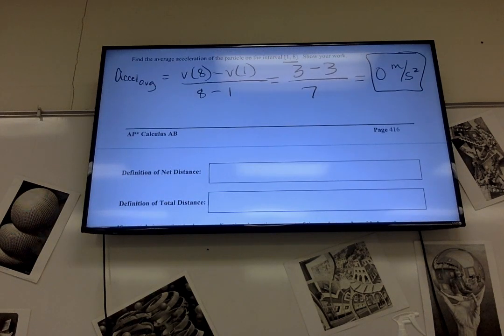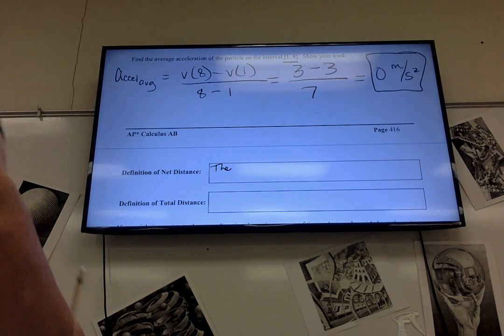Okay, definition of net distance. I know the word. Net is another word for average. It's total, right? No, total. Net is how much it actually moved.